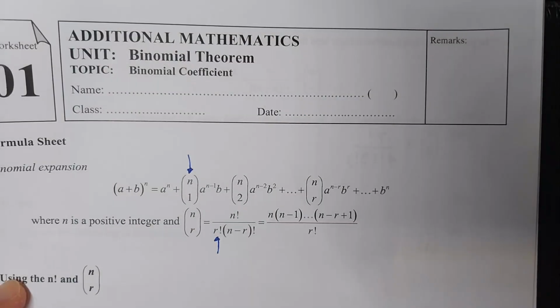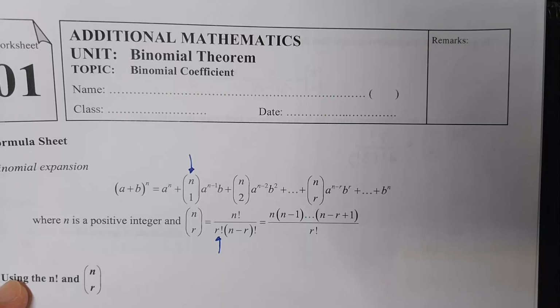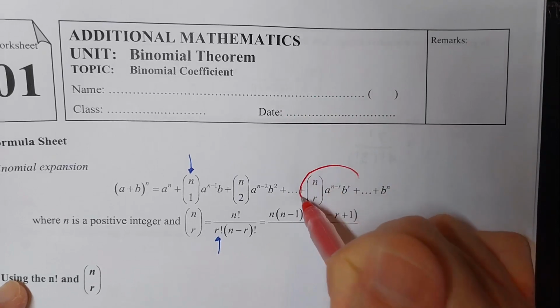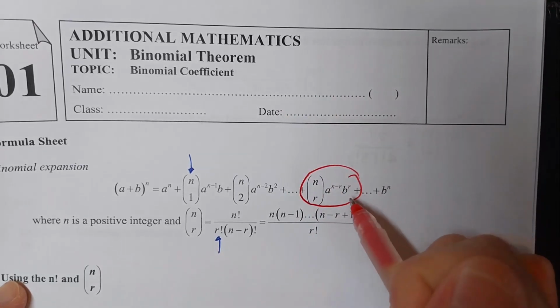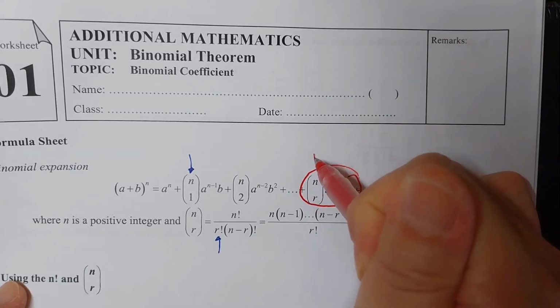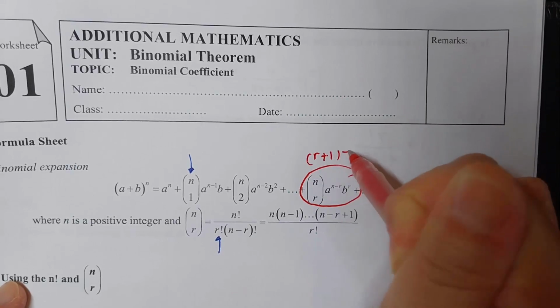Now in this video, we are going to look at the general term. The general term can be found in the binomial expansion formula, which is given by this part here. So this is not the rth term, but it's actually the r plus 1th term.